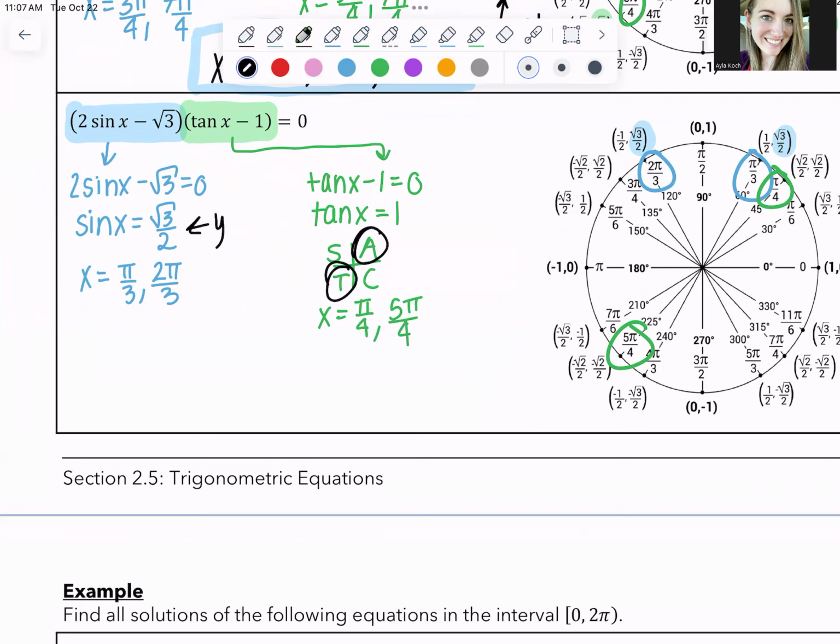Again, I'm going to put them in the order they come on the unit circle, but you can put them in any order and it's correct. I have pi over 4, pi over 3, 2 pi over 3, and 5 pi over 4.